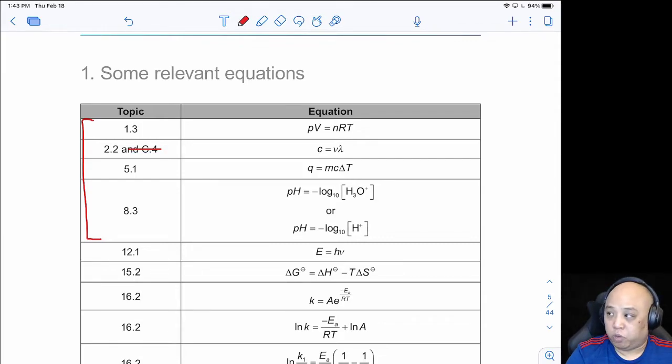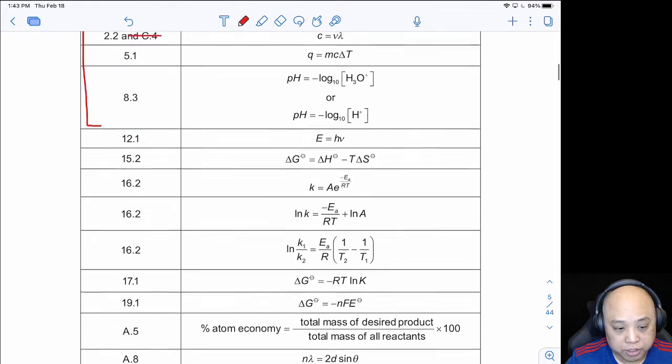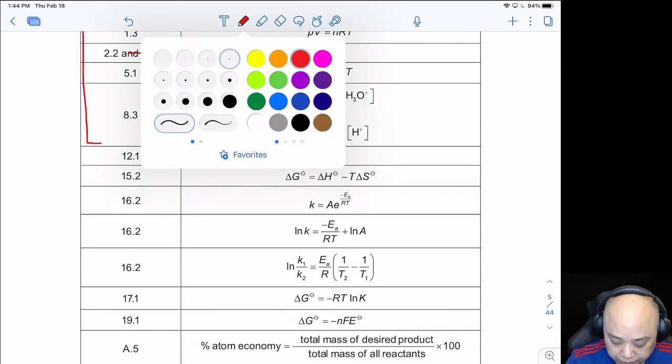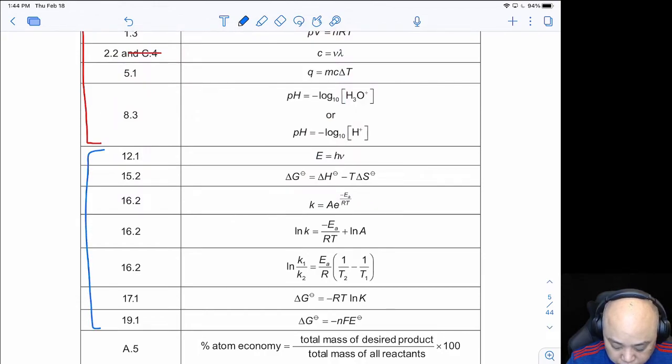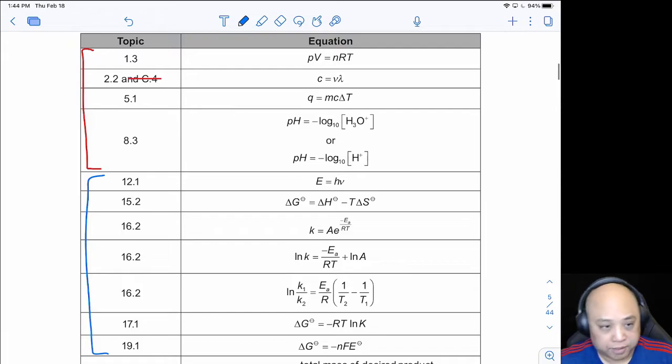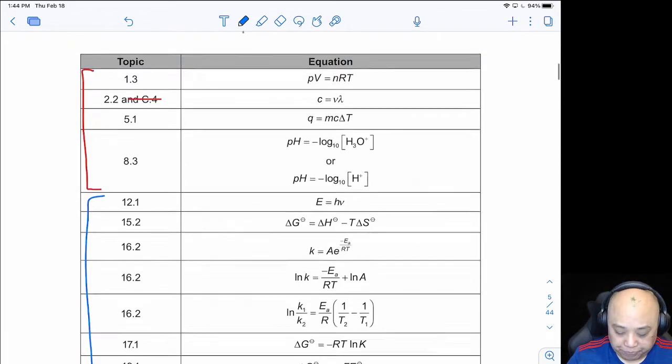C4 is an option, so you don't have to worry about that. But topic 1, 2, 5, and 8, those are SL topics. And so those are 4 equations that you're expected to know. Whereas higher level, you're expected to know these 12 through 19. And we're going to talk about each of these equations in our first kind of revision today.